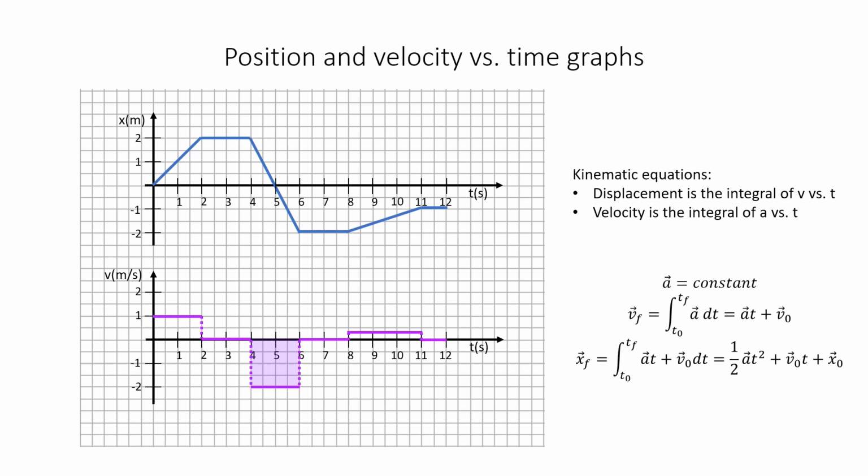Similarly, we can find x final as the integral of the velocity function dt. Here I've just substituted in for the velocity function at plus v0, then taken the integral. I get x final equals 1/2 at squared plus v0t plus x0.